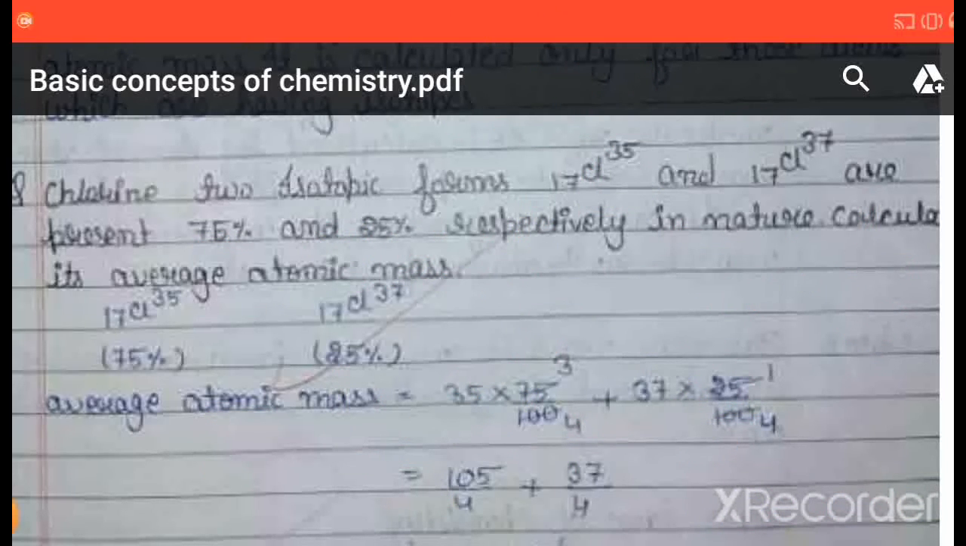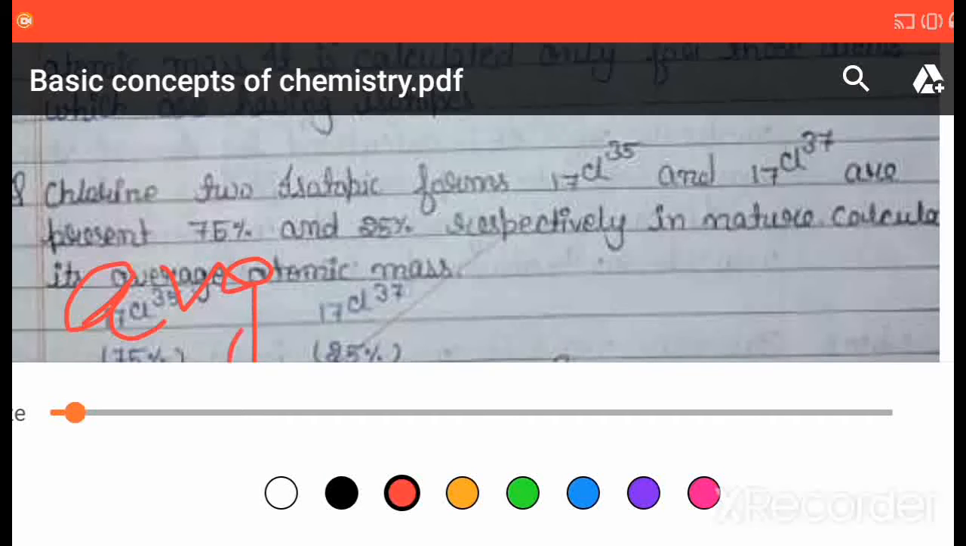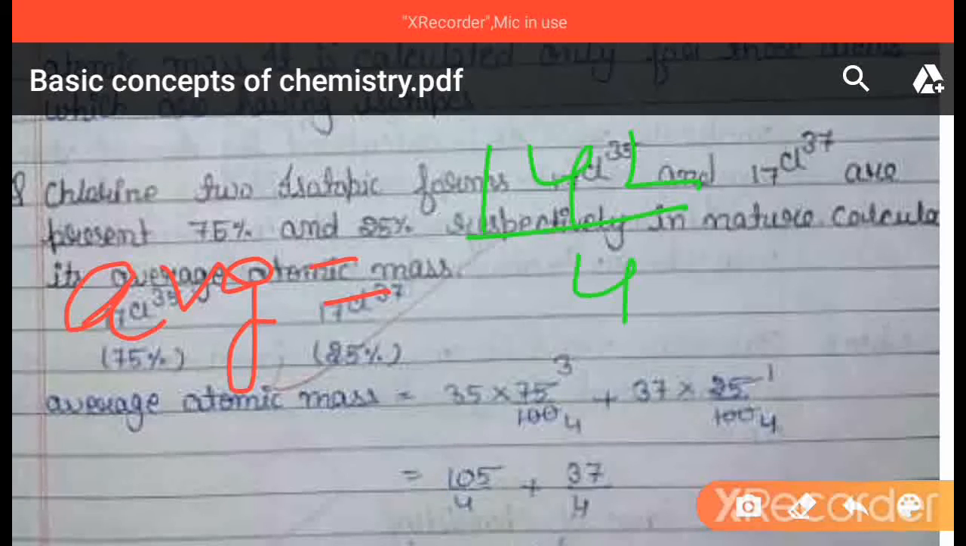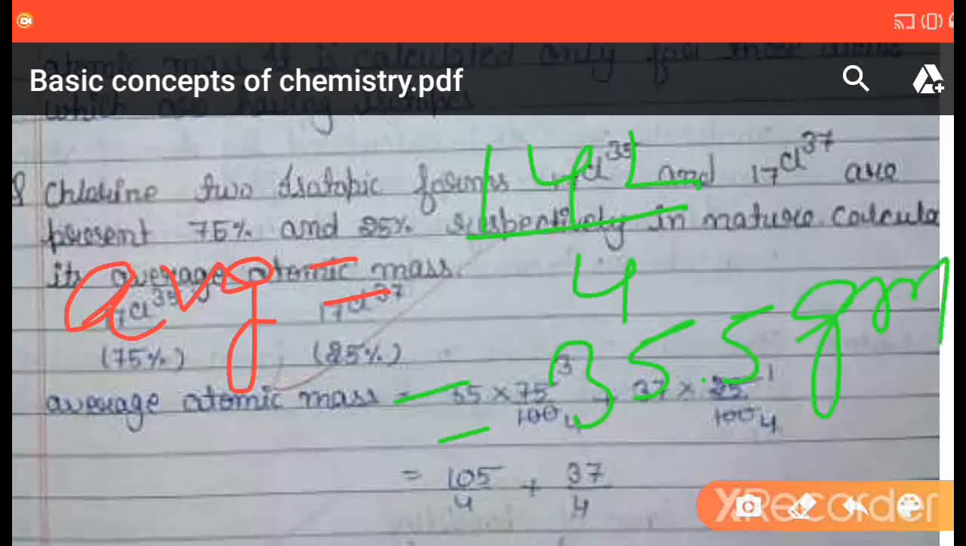So ultimately the average atomic mass is 142 divided by 4, and this comes equal to 35.5 gram. This 35.5 gram is the average atomic mass, right? This is not the atomic mass, because we know that the mass cannot be in fraction.